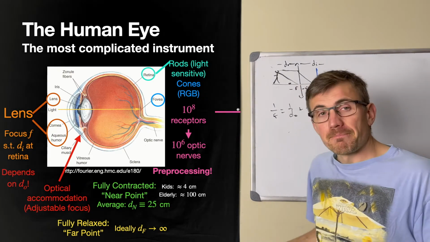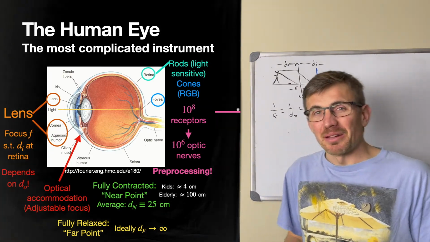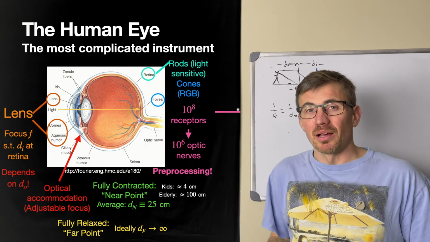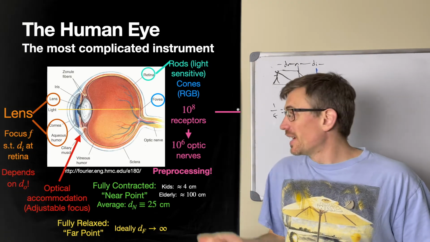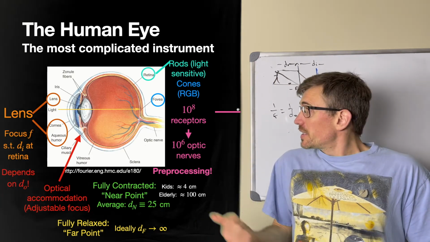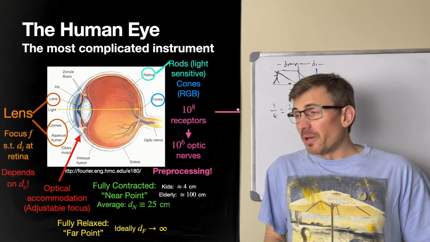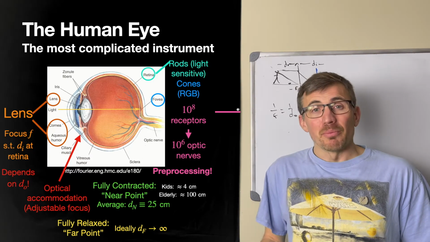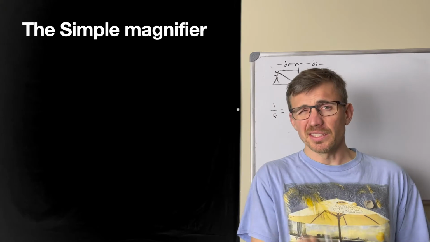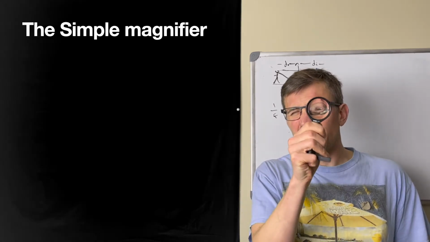Okay, a lot more to say about the eye, but this is where we're going to leave it, looking at it very simple-mindedly as an optical instrument. Let's move on to a very simple one now, an actually simple one, a simple magnifier or a magnifying glass. This is a simple magnifier, a magnifying glass.